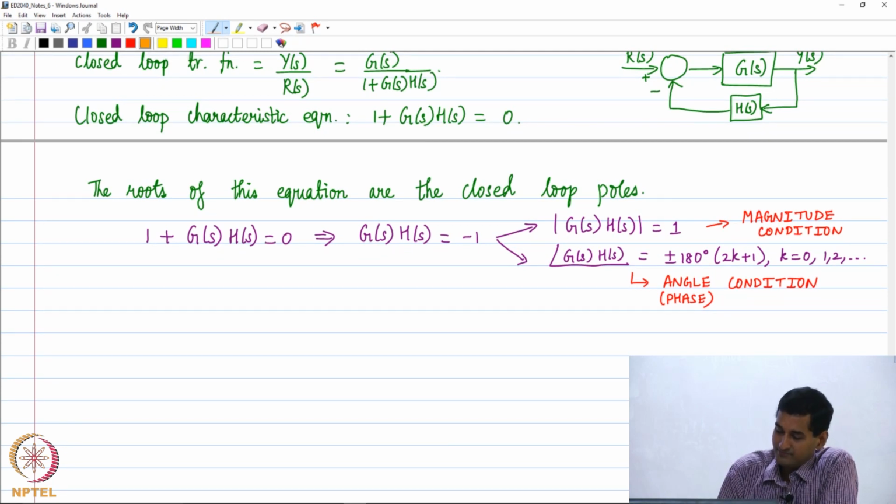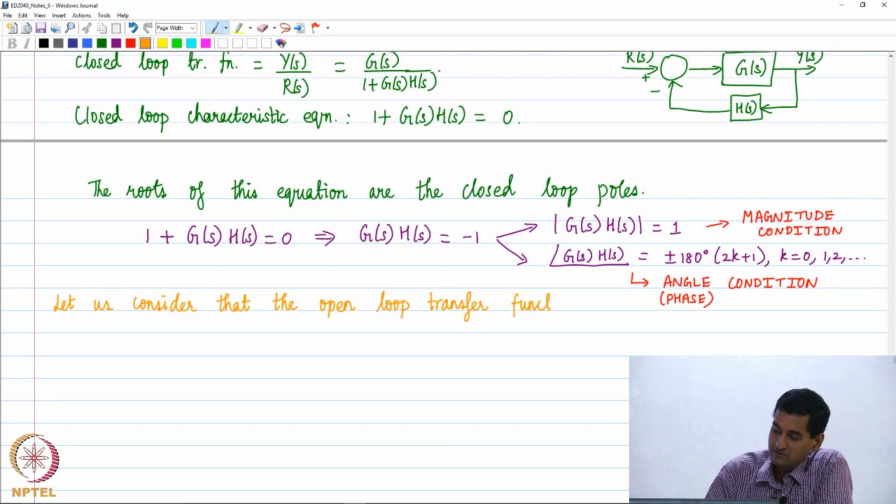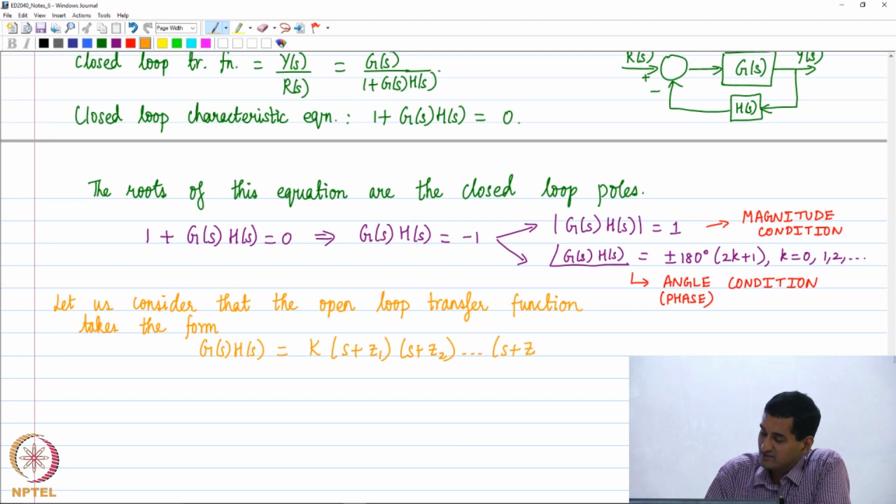So let us consider that the open loop transfer function takes the form g of s h of s equal to some k times, of course, please note that this k is different from the one that I used before, k times (s plus z1)(s plus z2) all the way till (s plus zm), divided by (s plus p1)(s plus p2) all the way till (s plus pn). So by and large you can rewrite it in this form.